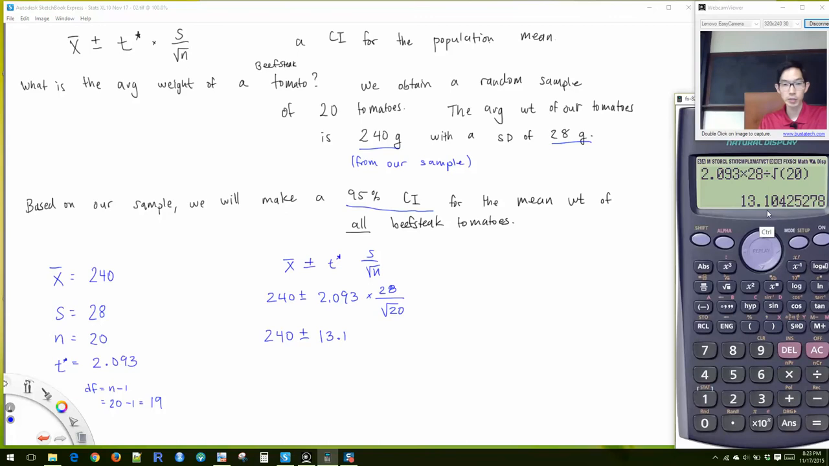13.10425. How I did the table thing? Yeah, okay. So the problem says we're going to make a 95% confidence interval. And then for degrees of freedom is n minus 1, right? So I have 19 degrees of freedom.